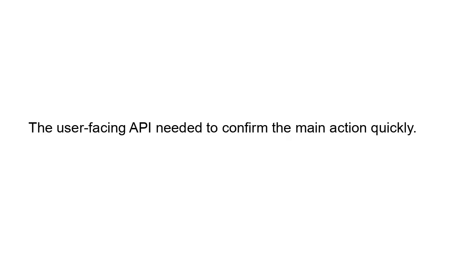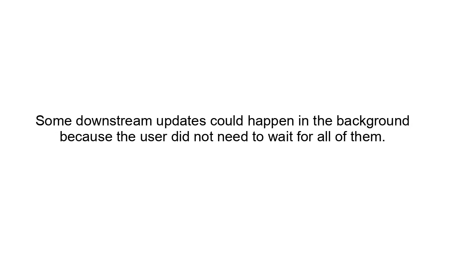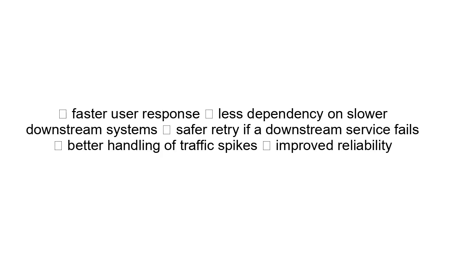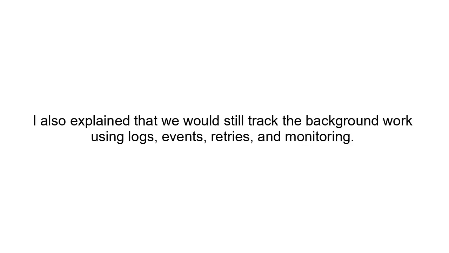The user-facing API needed to confirm the main action quickly. Some downstream updates could happen in the background because the user did not need to wait for all of them. I explained the benefits: faster user response, less dependency on slower downstream systems, safer retry if a downstream service fails, better handling of traffic spikes, improved reliability. I also explained that we would still track the background work using logs, events, retries, and monitoring.